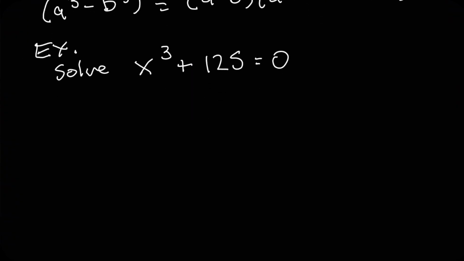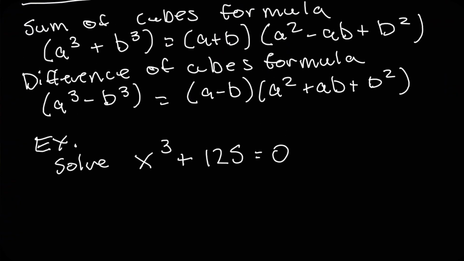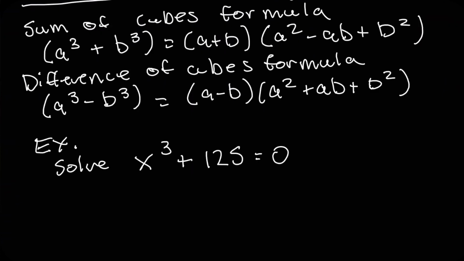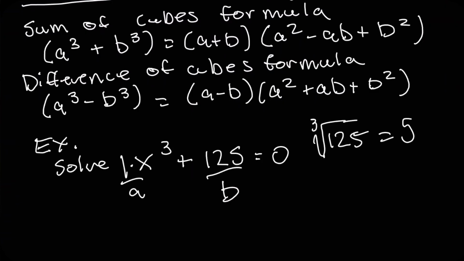So first example, we have x to the third plus 125. Let's go ahead and plug it in. So essentially we're just dealing with an a here, and then this is going to be our b. So our b, what we know is that b is going to be the cube root of 125, which is just going to be equal to 5. So let's plug this into our equation and see what we get.